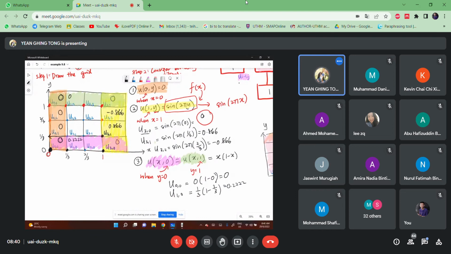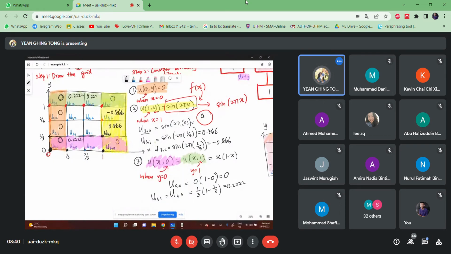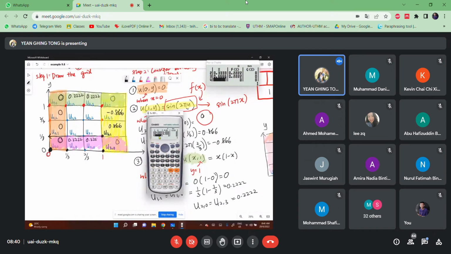And on the top here, u13 pun sama. 0.2222. And then here, when x is 2 over 3, okay, the value of u is 0.2222 as well. Sebab yang ni u20 is equal to u23. This one. So equal to 0.2222. And then last one, let's check whether we can get 0 or not. So when x is 1, so the value of u is 0. So here 0, here 0.